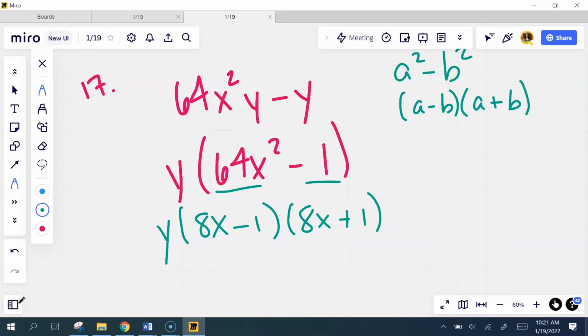Anything else on that homework sheet? Y'all sure? Okay.